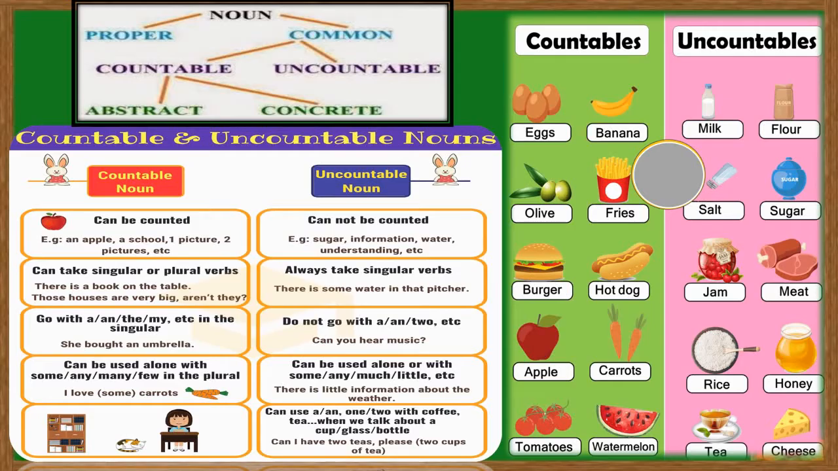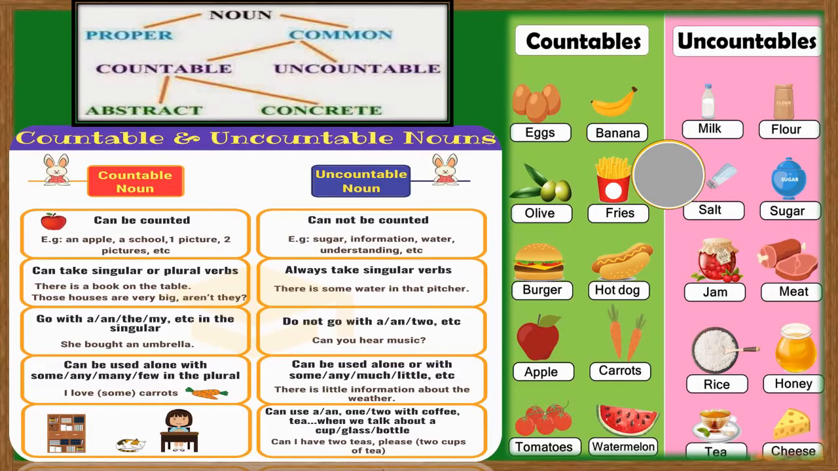That which can be counted, we call a countable noun. That which cannot be counted, we call an uncountable noun. Examples of countable nouns are an apple, school, pictures, etc. Uncountable nouns, examples: sugar, information, water, understanding, etc. So students, on your screen you can see ample examples of countable and uncountable nouns.